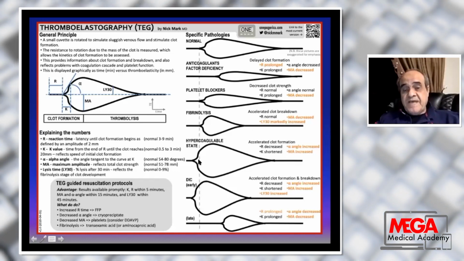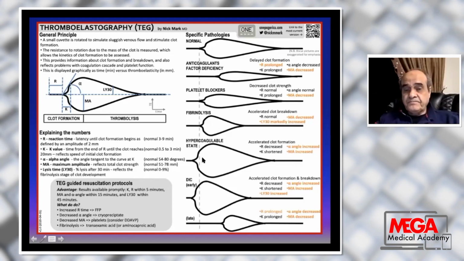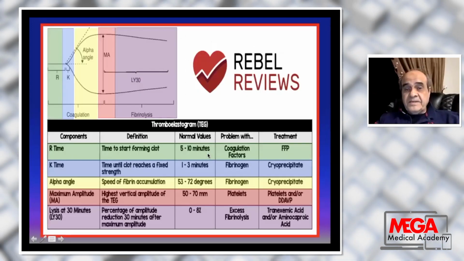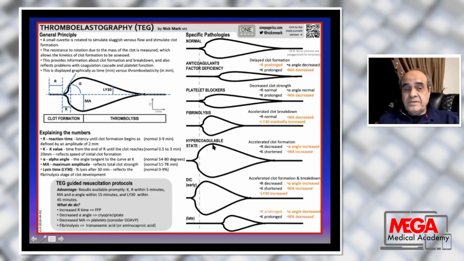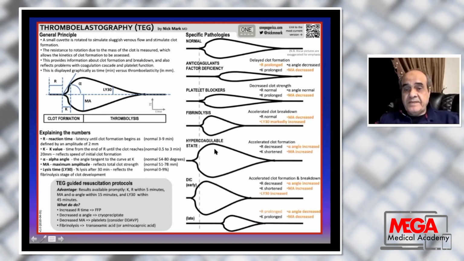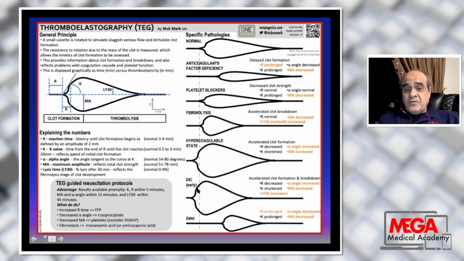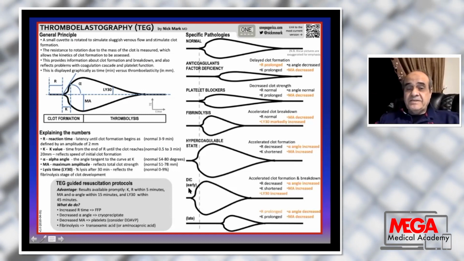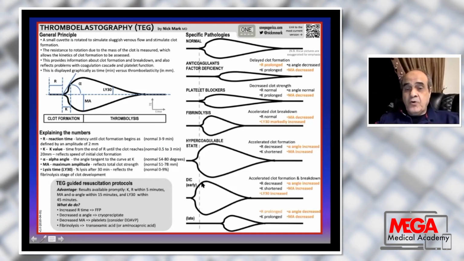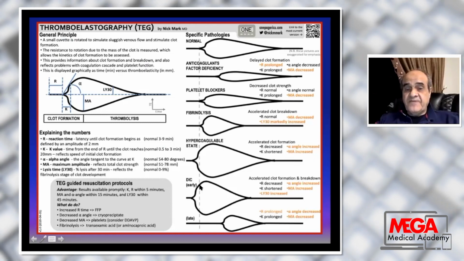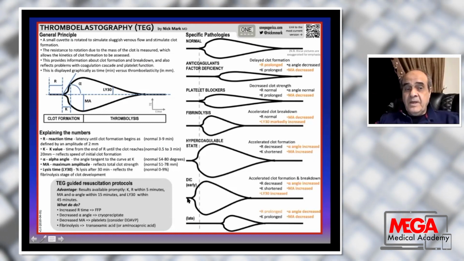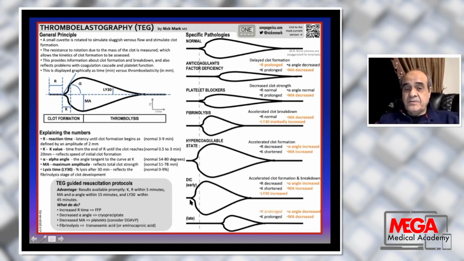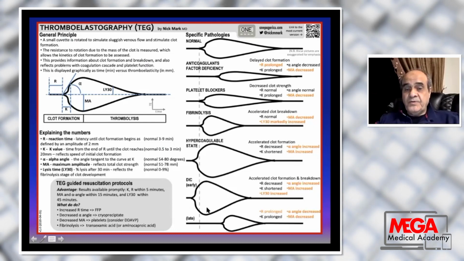As we see, the alpha angle is increased, and the maximum amplitude is also increased. This is a picture of DIC at the start, in the first or early stages. There is hypercoagulability, as we see: increased alpha angle, the R wave and R time are reduced, and the maximum amplitude is increased.